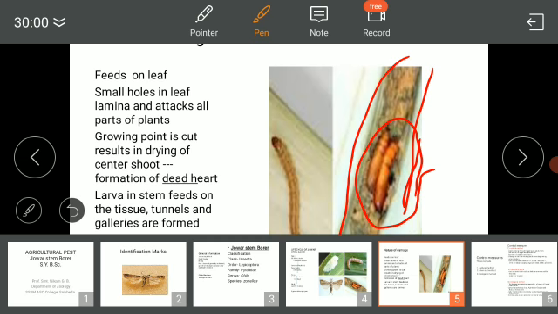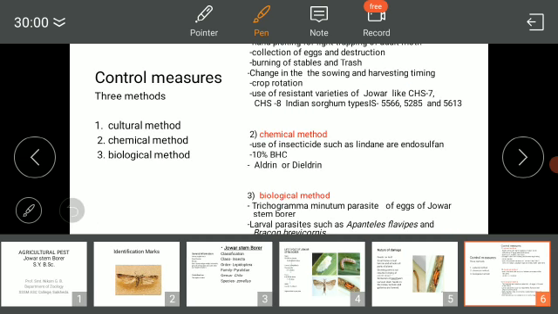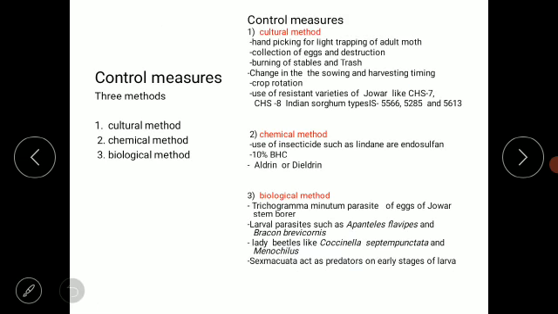Next to that, we study the control measures. Here there are many methods of control measures. For example, these are the three methods: cultural method, chemical method, and biological method. These three methods are important. In the cultural method, without using any chemical or any biological agent, when we control the pest, we call that particular method a cultural method.